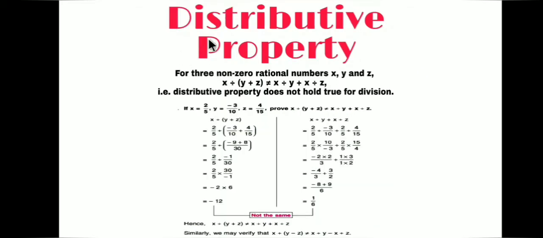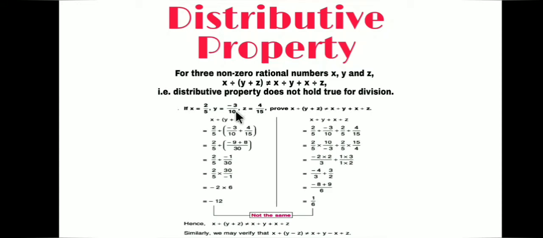The next property is the distributive property. For any three non-zero rational numbers x, y and z, x divided by y plus z is not equal to x divided by y plus x divided by z. Okay, that is, the distributive property does not hold true for division. Let us take one example to understand this property.